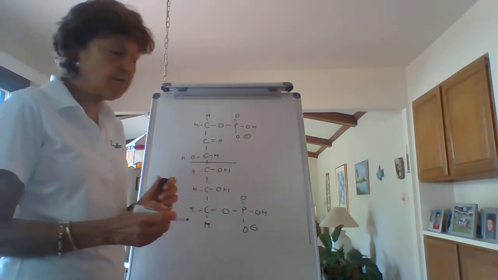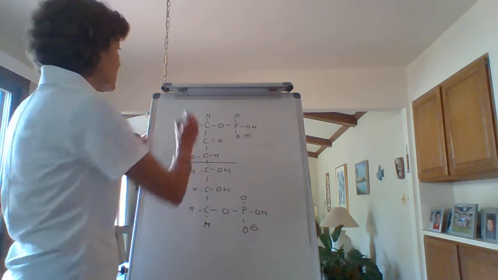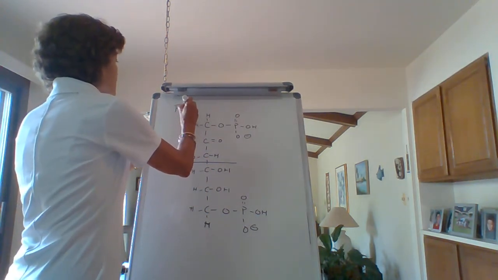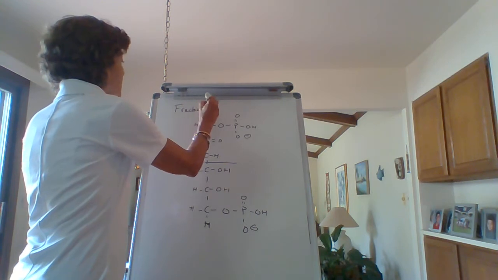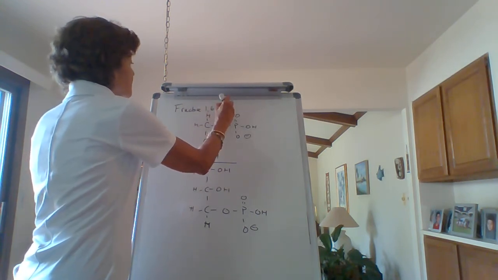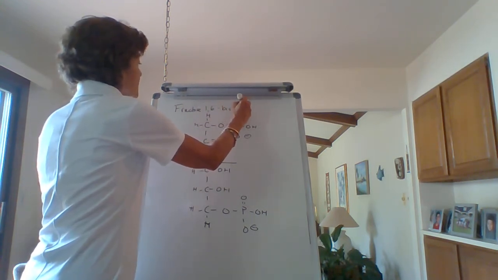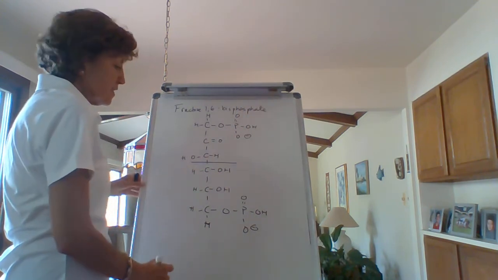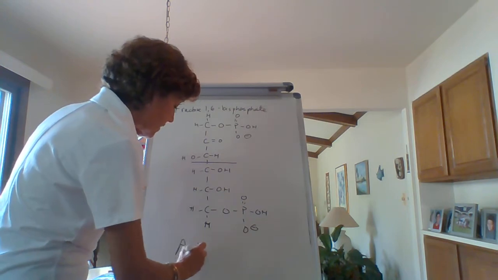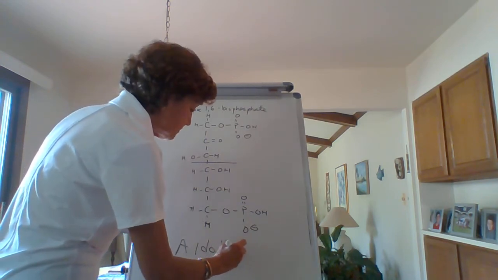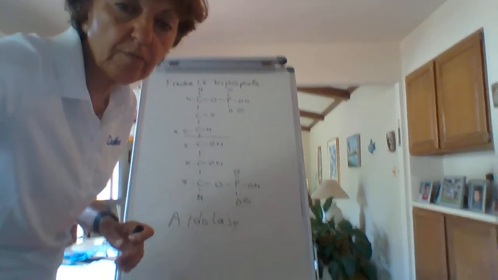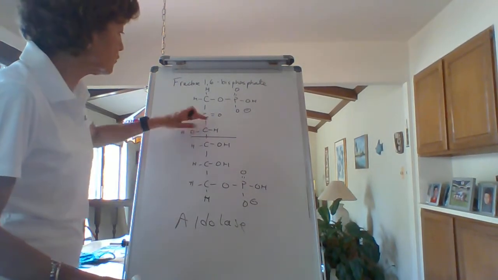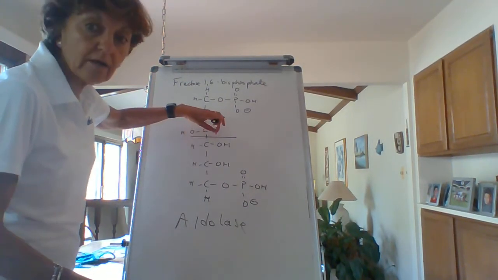The enzyme involved in turning fructose 1,6-bisphosphate into 2 3-carbon molecules is an enzyme called aldolase. Aldolase. The way I remember it is that it ends up turning one of them into an aldehyde.